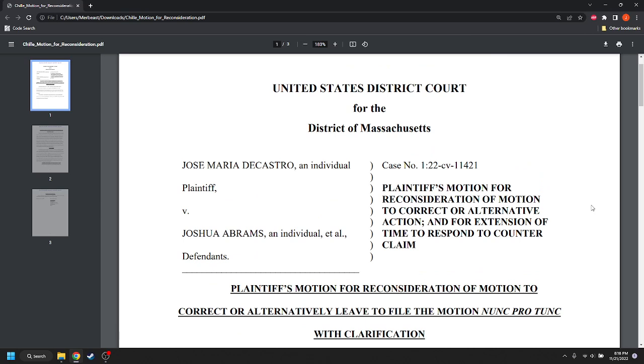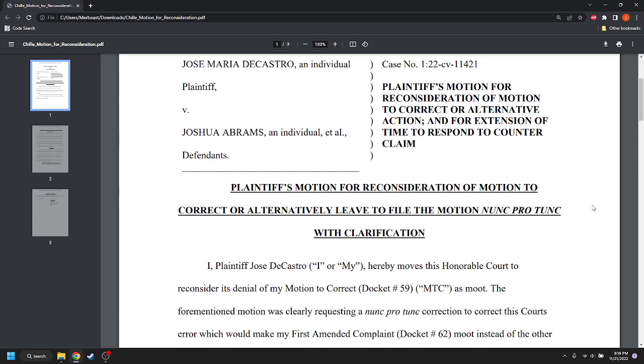This is plaintiff's motion for reconsideration of motion to correct or alternative action and for extension of time to respond to counterclaim. Plaintiff's motion for reconsideration of motion to correct or alternatively leave to file the motion nunc pro tunc with clarification. Nunc pro tunc means now for then.